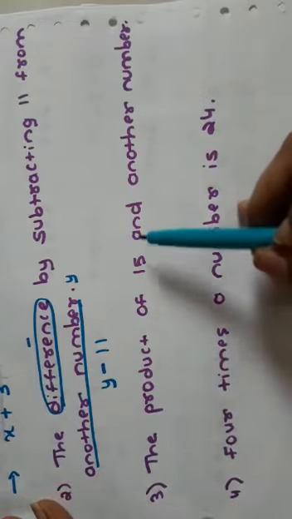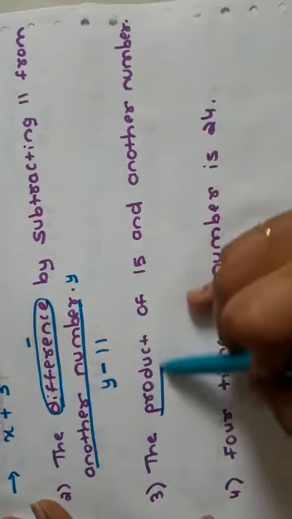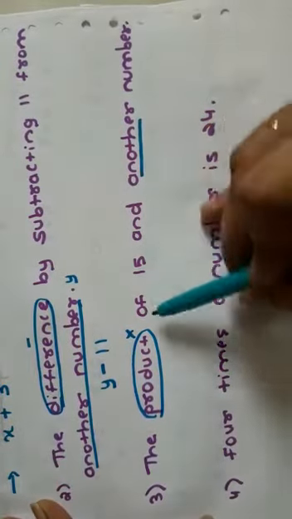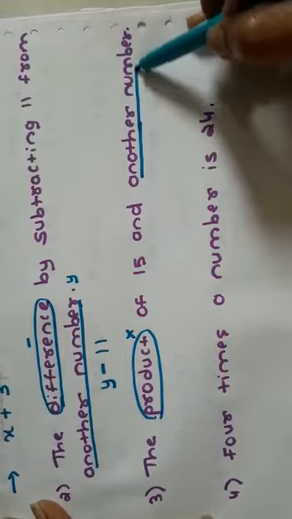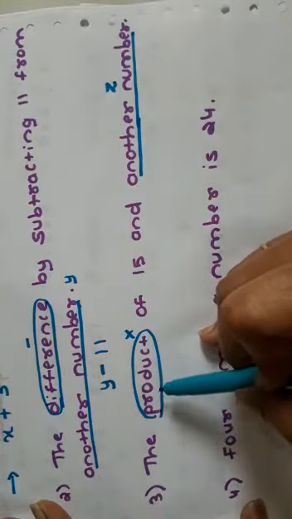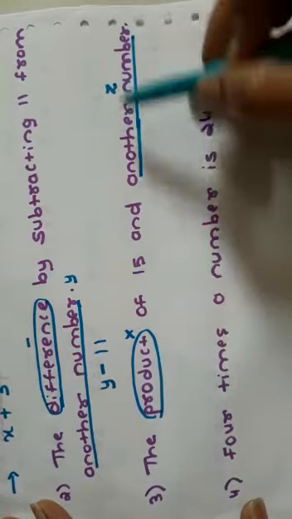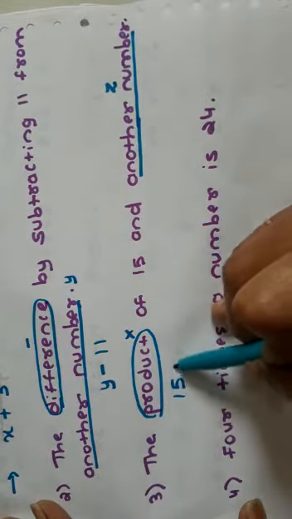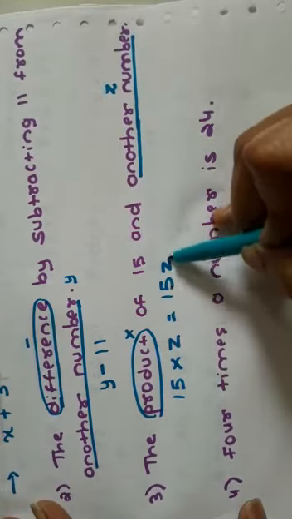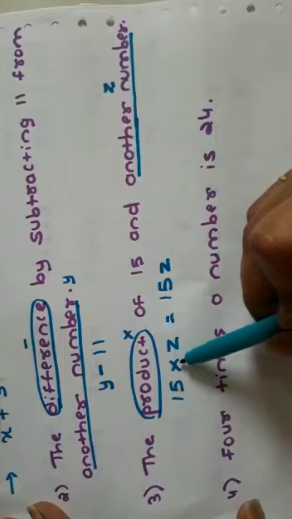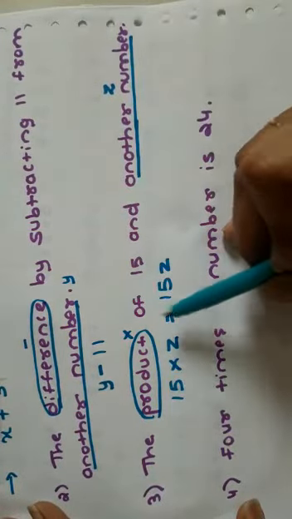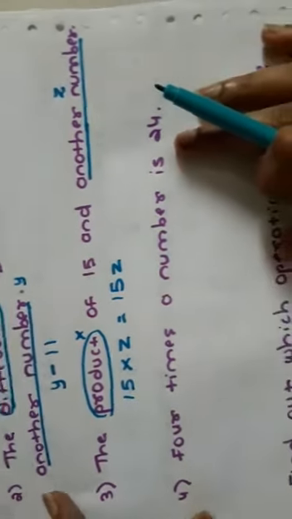The product of 15 and another number. Product means multiplication. The number is not given, so take it as z. Product means multiplication of 15 and z, which is 15 multiplied by z, and it is nothing but 15z.